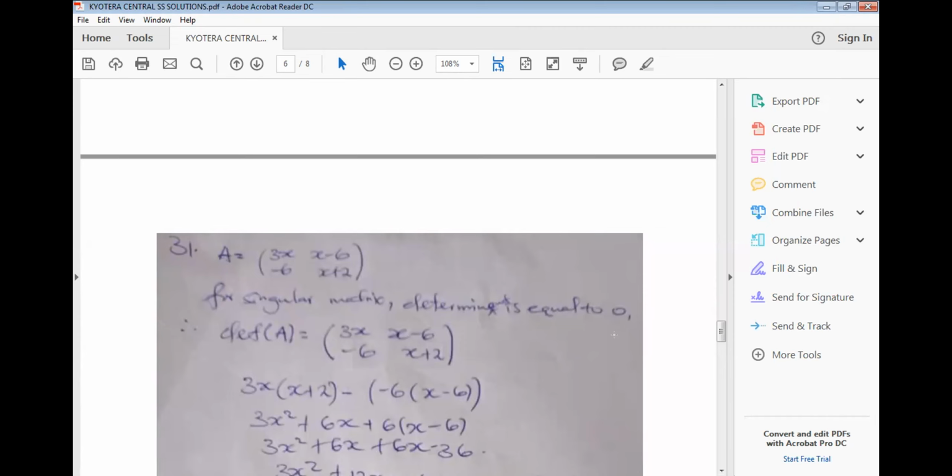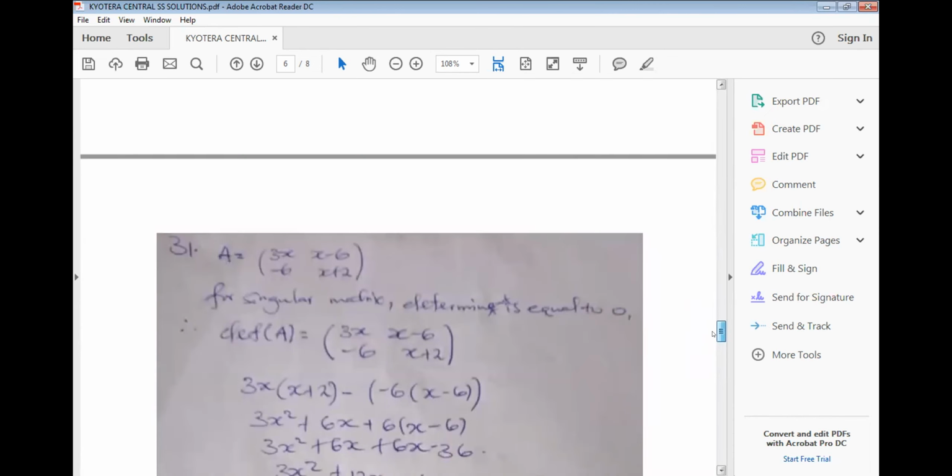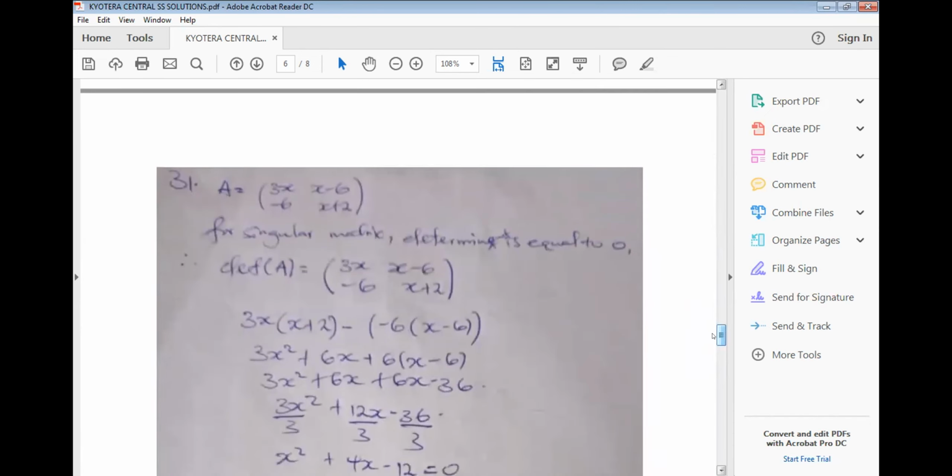I'm gonna discuss number 31. Now, the first thing you'll do, you'll first introduce yourself, that I am so and so from Chotia Secondary School. My name is Rafa Interested from Chotia Central Secondary School. I'm gonna discuss number 31.